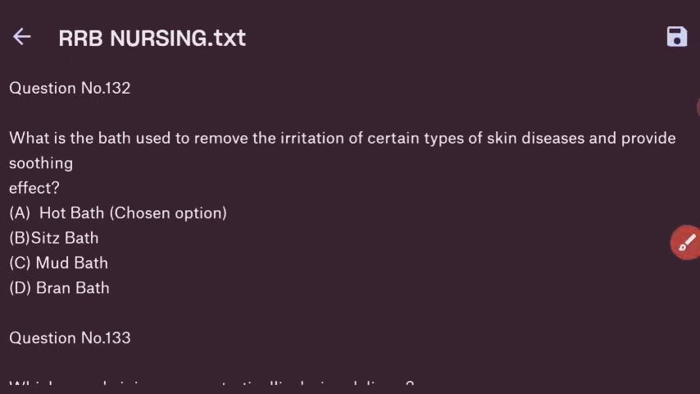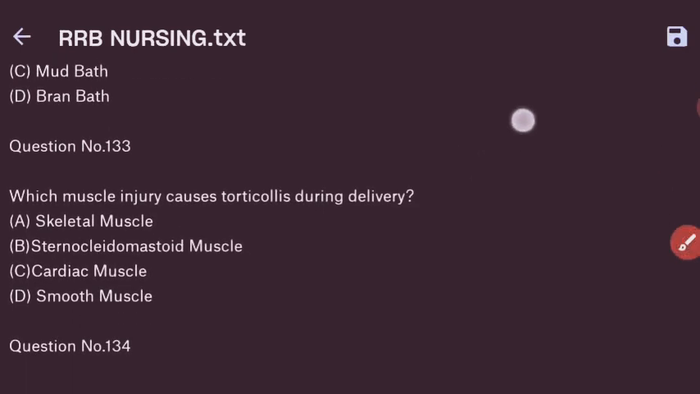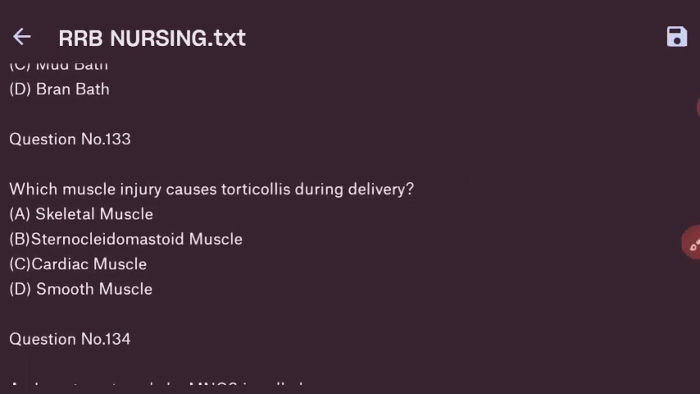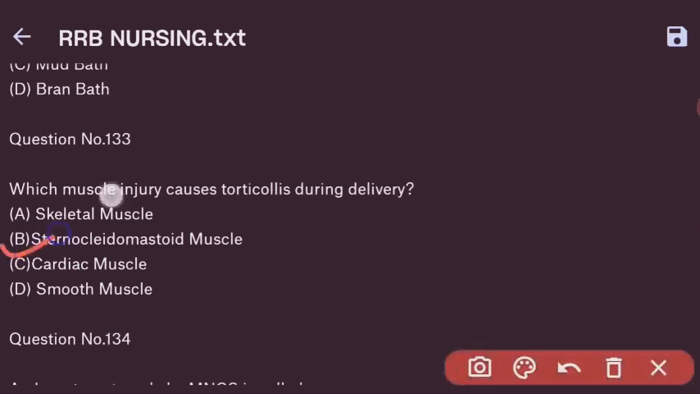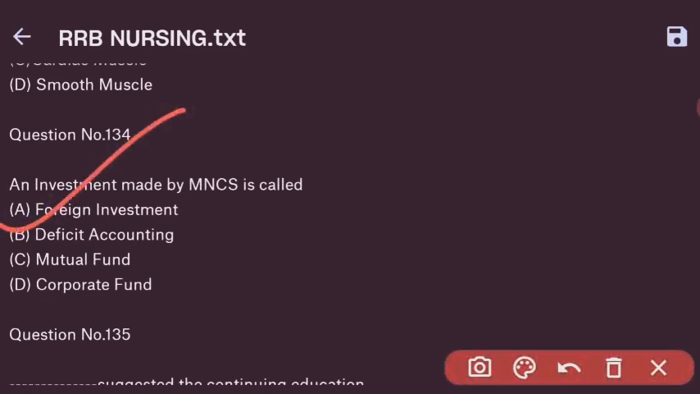What is the bath used to remove the irritation of certain types of skin disease and provide a soothing effect? Here the right answer is bran bath. Okay, which muscle's injury causes torticollis during delivery? Here the right answer is the sternocleidomastoid muscle. Next question. An investment made by MNCs is called foreign investment. A is the right answer.